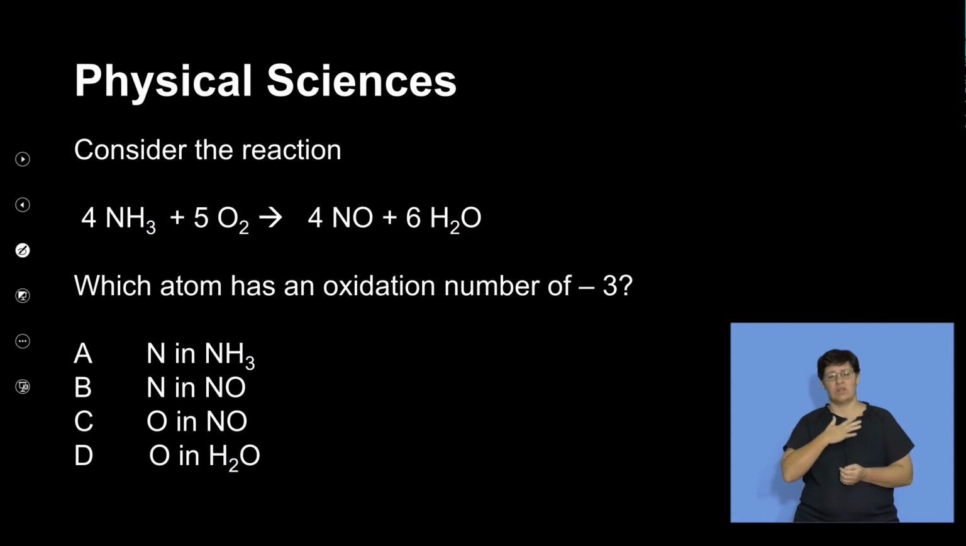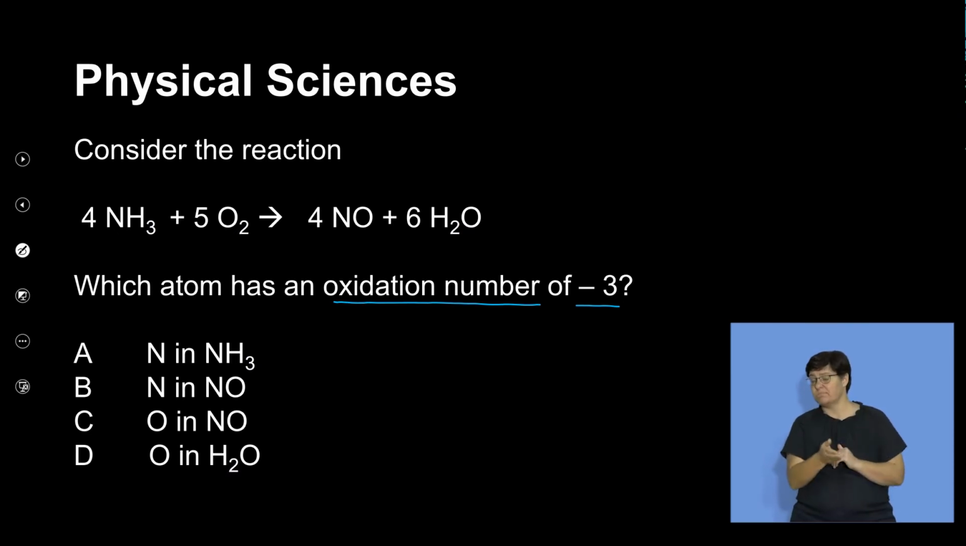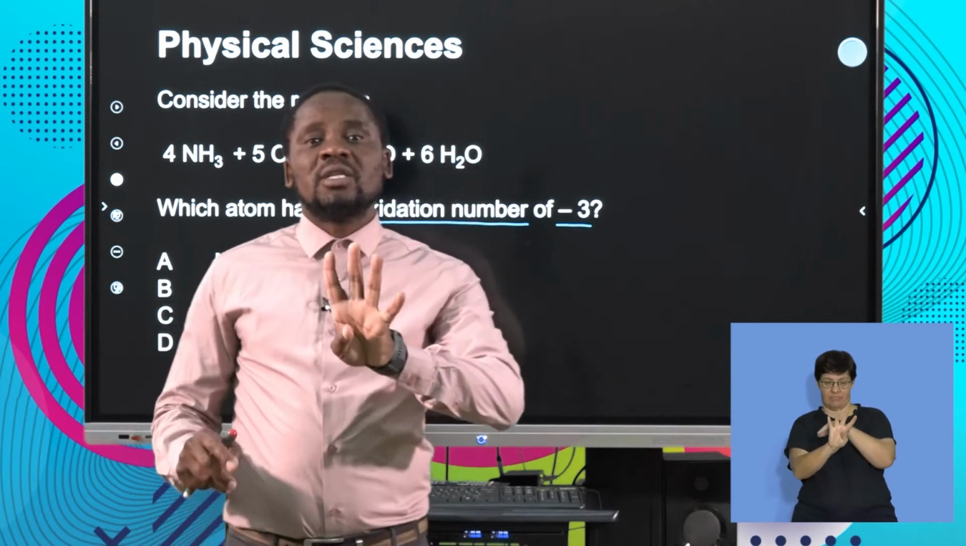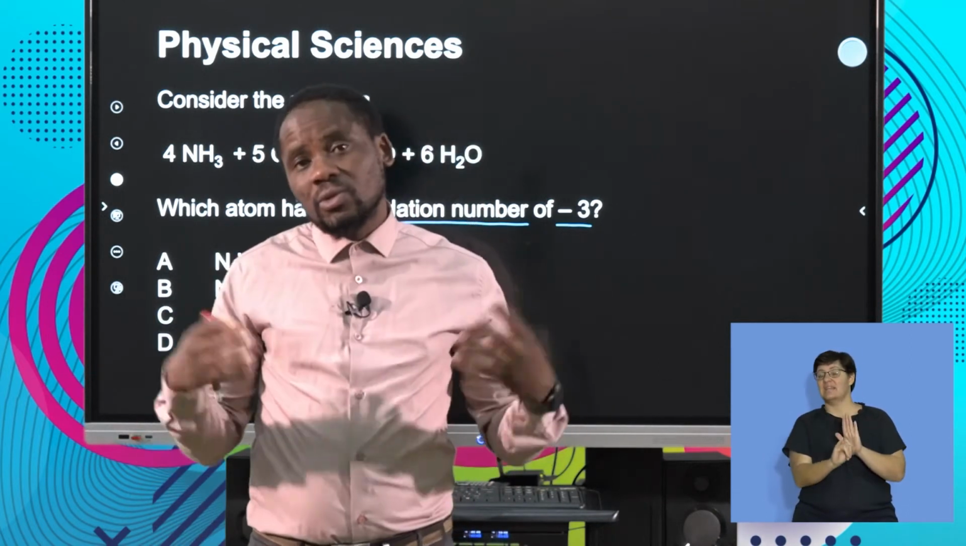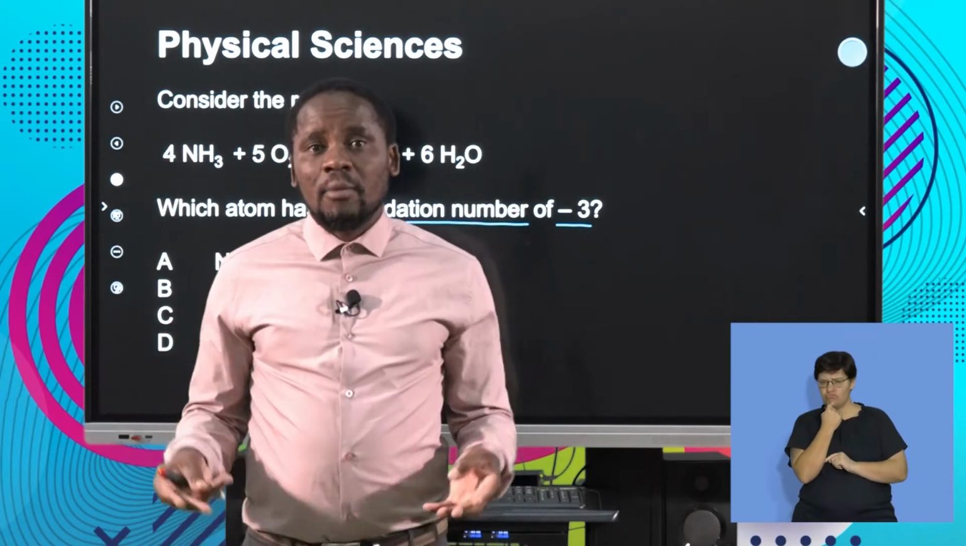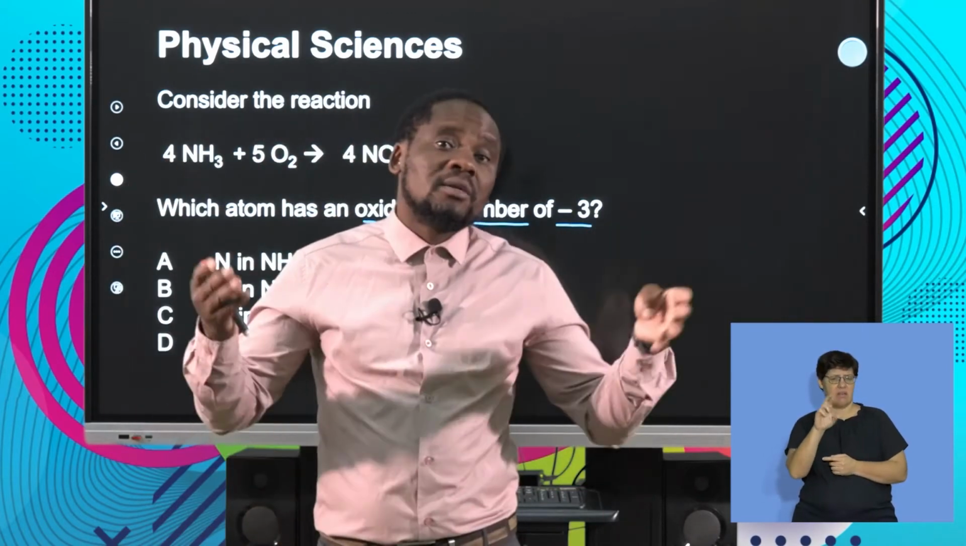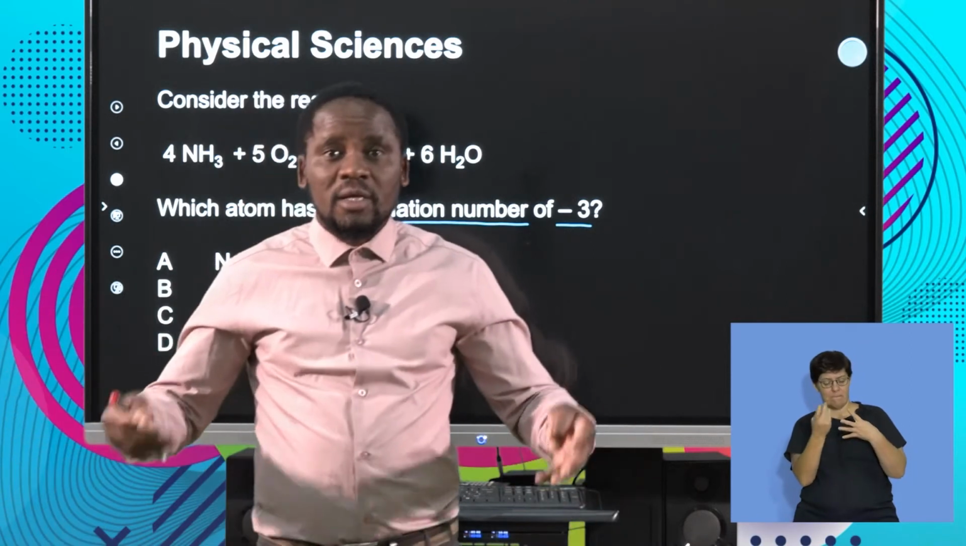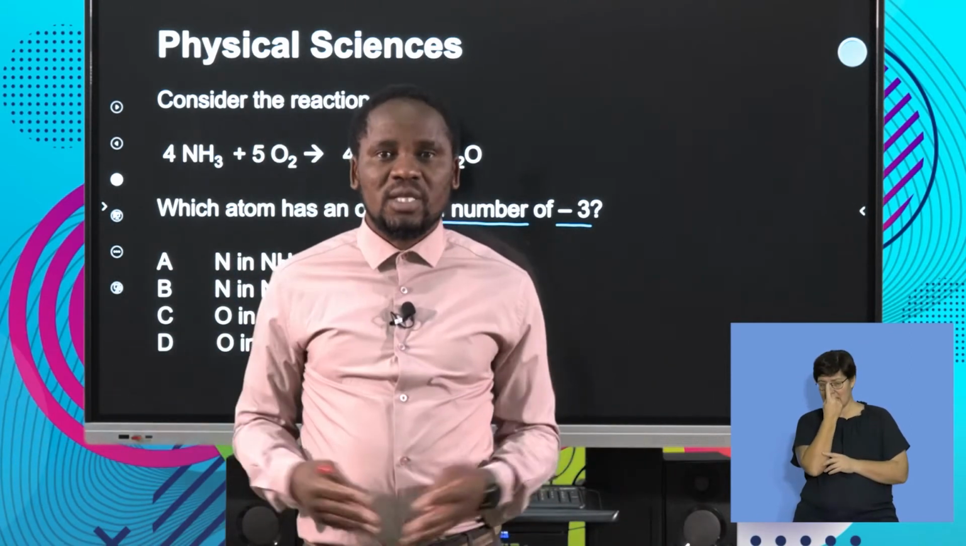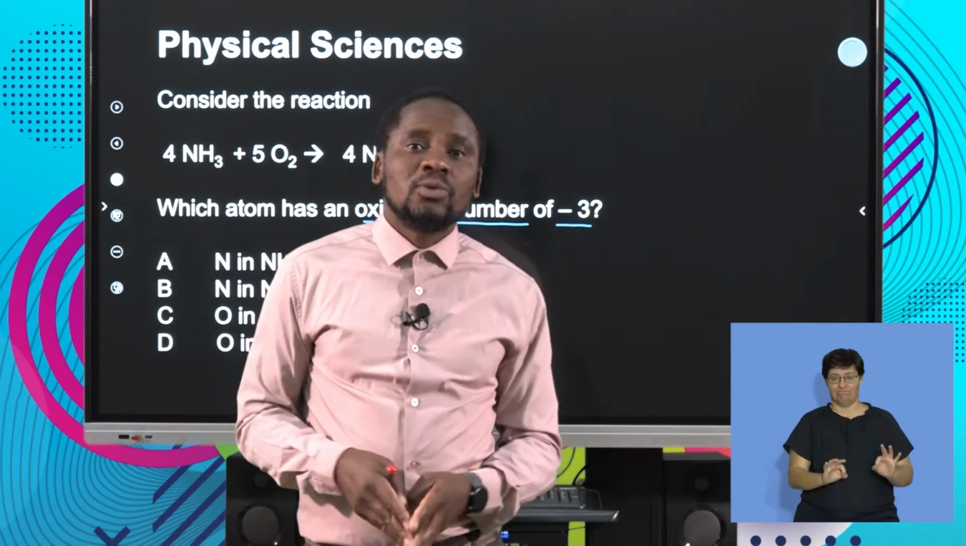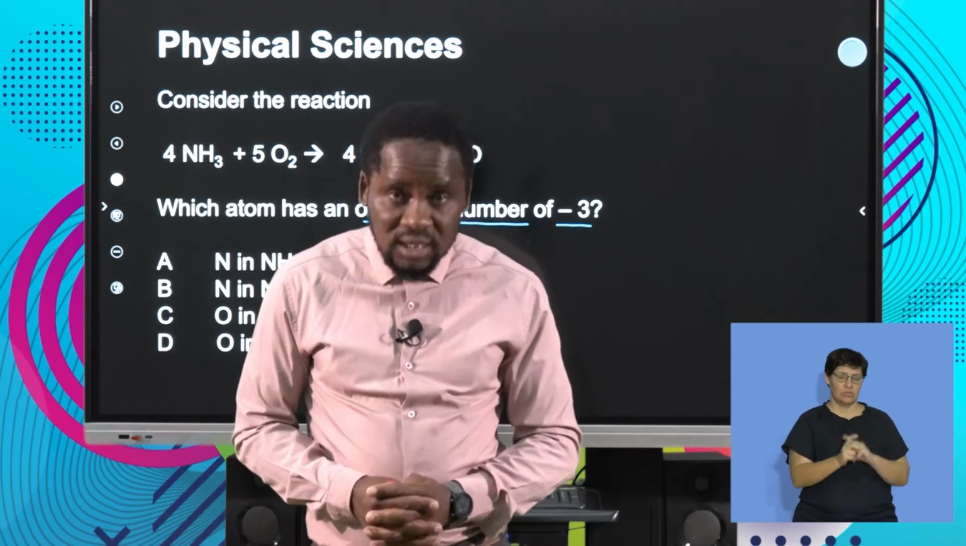But in this question, the question says, which atom has an oxidation number of -3, right? Now, remember, there are rules as far as oxidation numbers are concerned. And if you are given 4 possible options, it's very important that you identify the distractors. But for you to identify the distractors in a multiple choice problem, you need to understand, or you need to know your stuff.